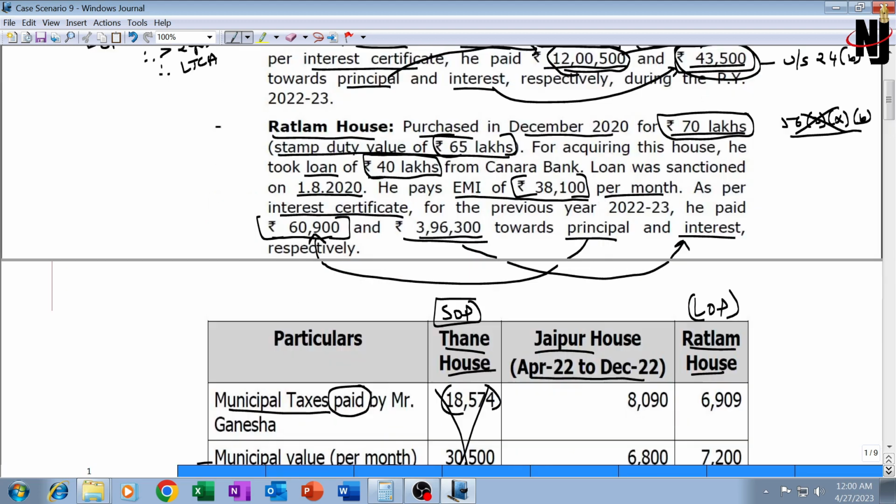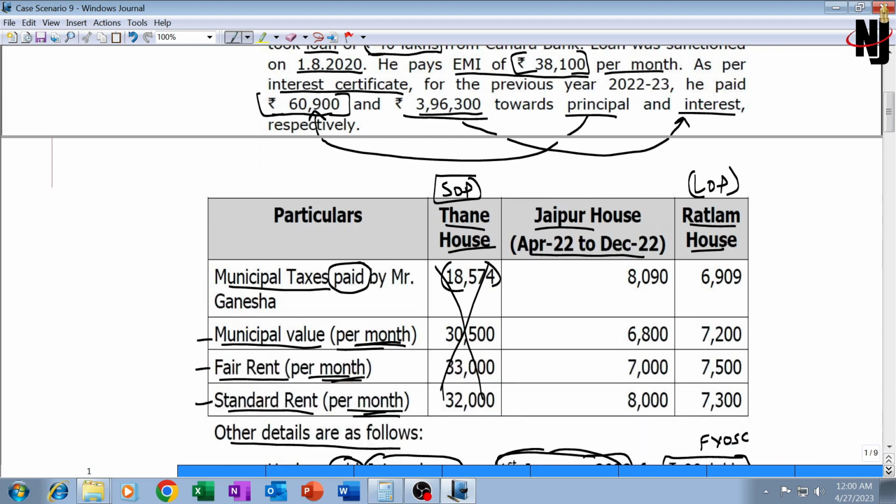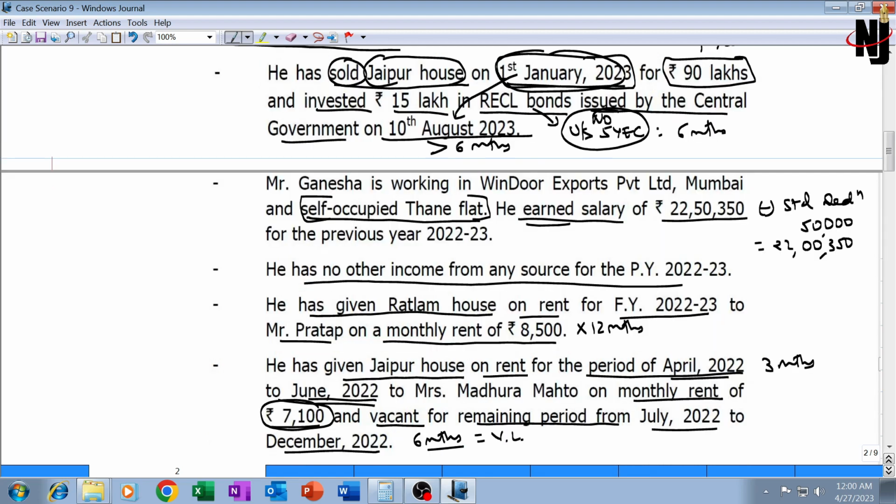So Jaipur house is also a let out property. We'll write it down here, LOP. So out of the 3 properties, Thane, Jaipur and Ratlam, only Jaipur and Ratlam are LOP and Thane house is SOP. 2 properties can be treated as SOP. Remaining all properties will be treated as DLOP if not actually let out. But here Jaipur and Ratlam house, these 2 are actually being let out.